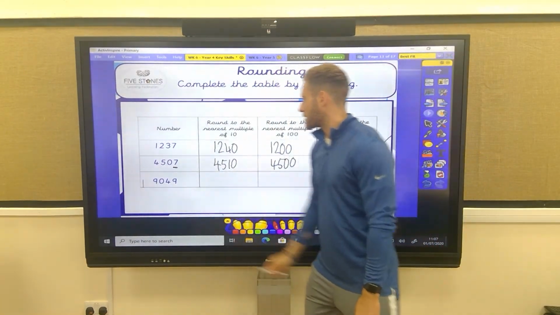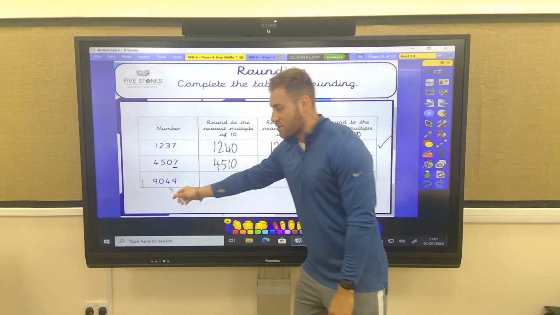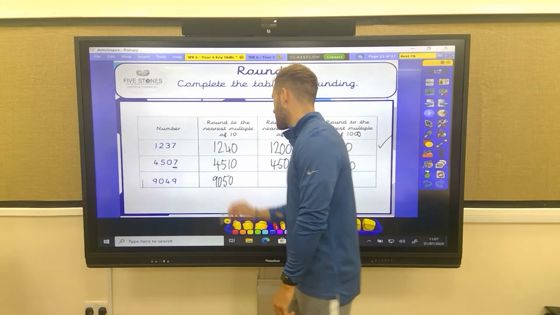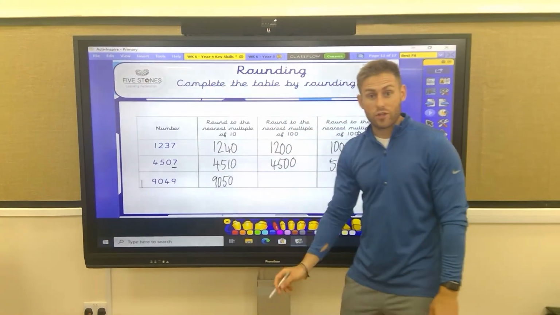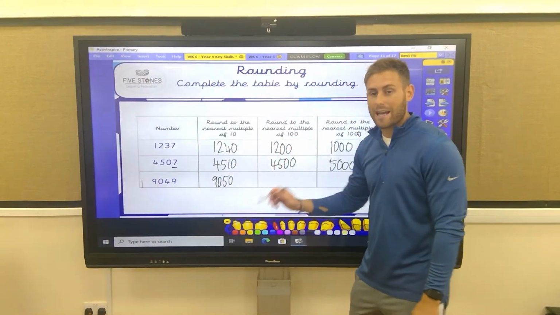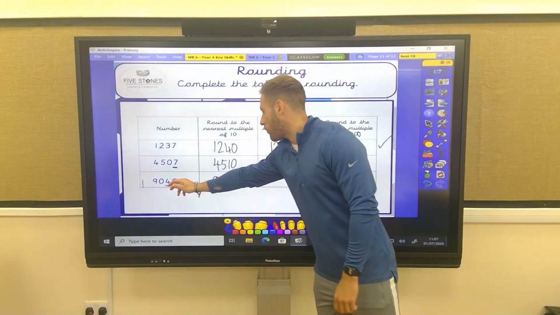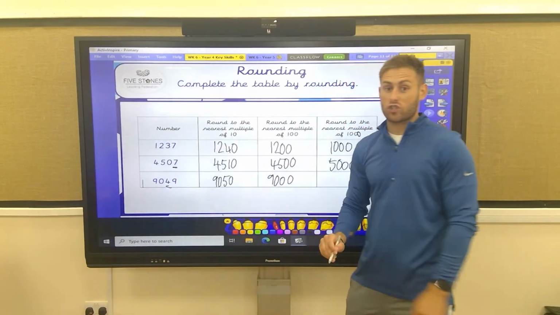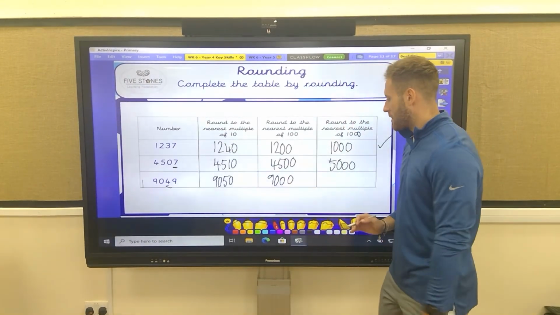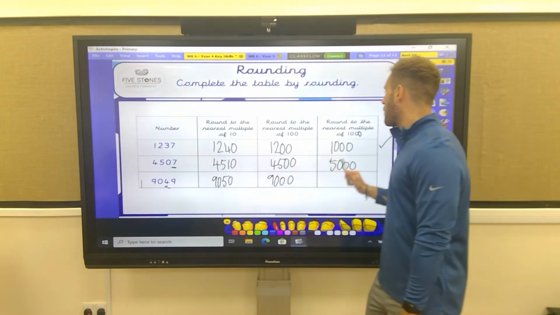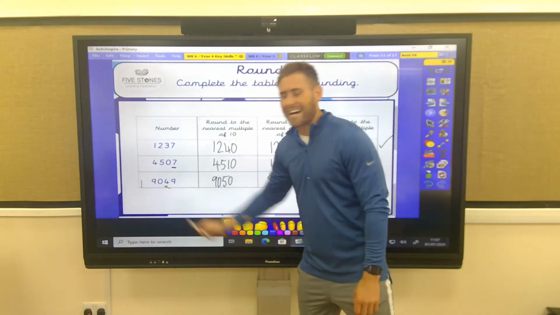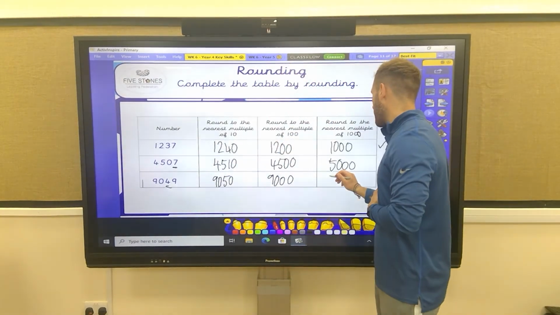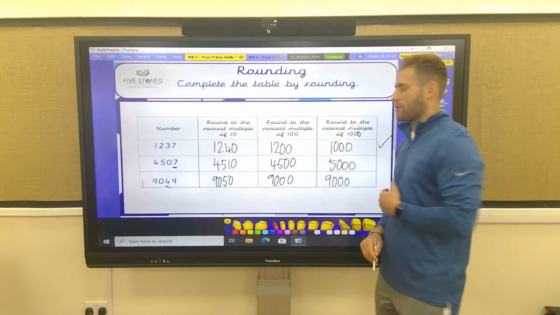Then we've got 9,049, nearest multiple of 10, are we closest to 40 or 50? With being 49, we're no way closer to 50. Multiple of 100, 9,000 or 9,100. With us being at 49, we're actually closer to 9,000. We're just before that midpoint, aren't we? And then with our multiple of 1,000, again 9,000 or 10,000, but we've got 0 hundred, so we know we are way closer to 9,000.